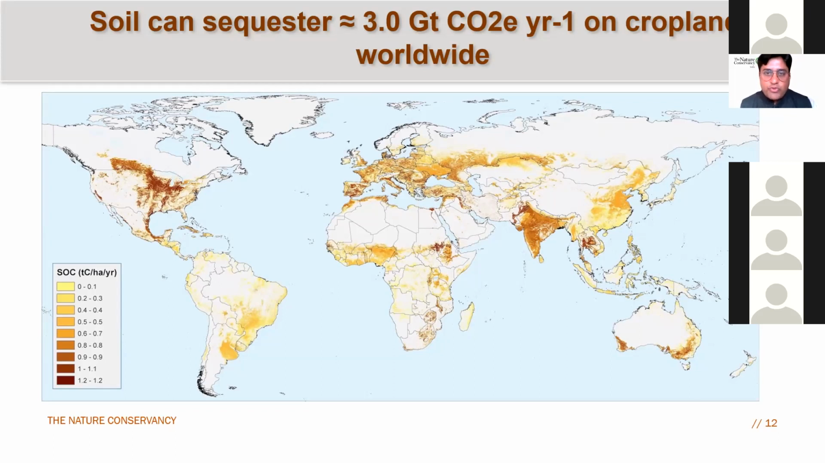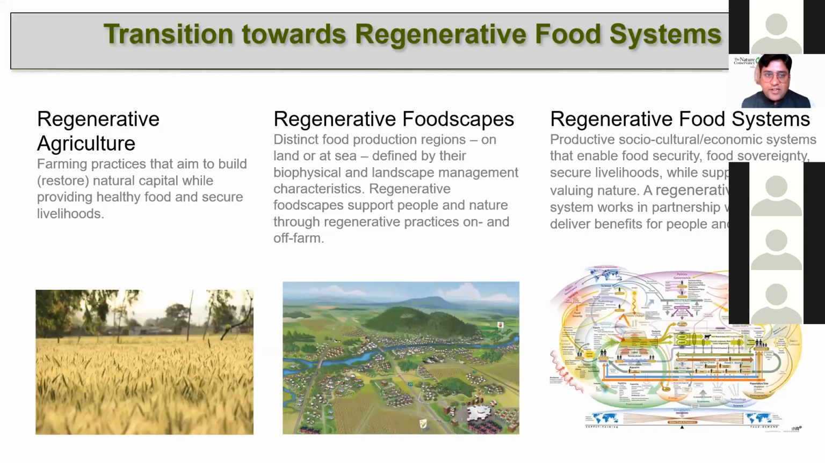So there are two ways that we can move towards a regenerative food system. One is through soil sequestration, and the other is reducing the emissions from agriculture. And in this slide you can clearly see the difference between regenerative agriculture, foodscape, and food system. Regenerative agriculture is the farming practices which aim to build natural capital while providing healthy food and secure livelihoods.